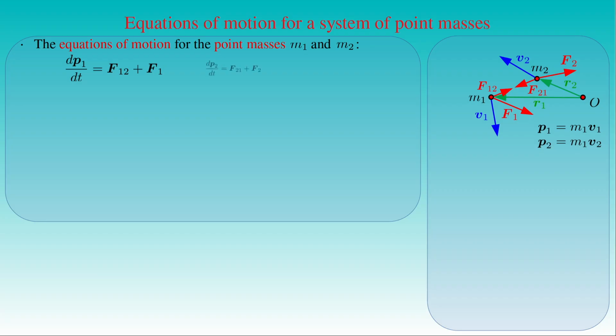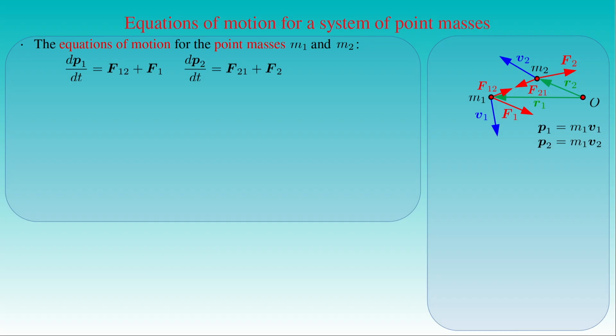The second equation of motion similarly states that the time derivative of the momentum p2 of the point mass m2 is given by the internal force F sub 2 1 plus the external force F2, both acting on the point mass m2. Here the internal force F sub 1 2 is exerted on the point mass m1 by the point mass m2, and the internal force F sub 2 1 is exerted on the point mass m2 by the point mass m1.